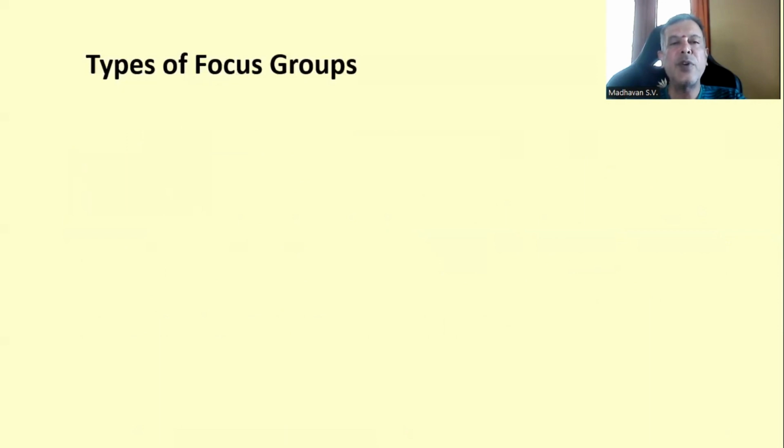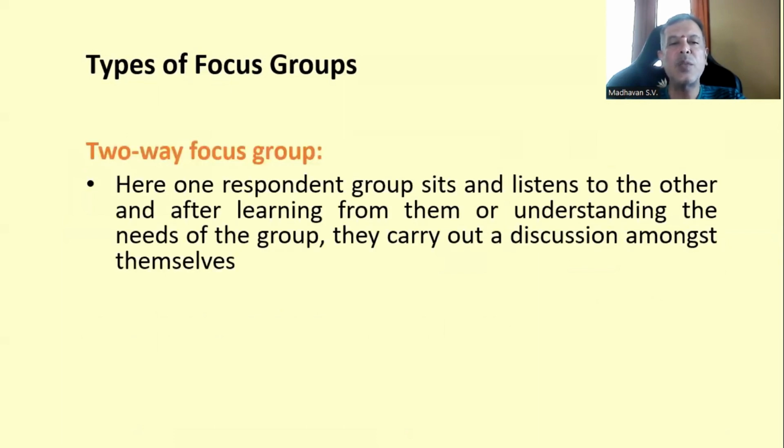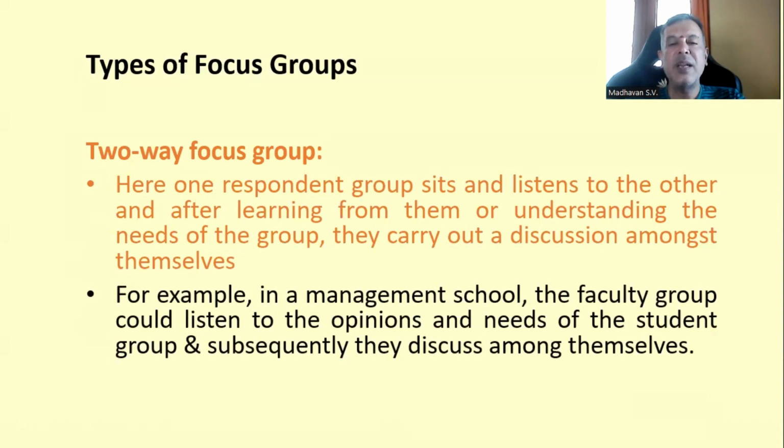There are different types of focus groups. Briefly, let us understand some of the types. First one, two-way focus group. Here, one respondent group sits and listens to the other. After learning from them or understanding the needs of the group, they carry out a discussion amongst themselves. For example, in a management school, the faculty group may listen to the opinions and needs of the student group, and then subsequently they may discuss among themselves what was discussed by the student group, so that they will bring out their viewpoints.